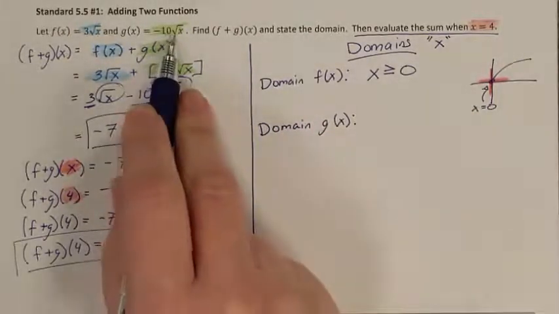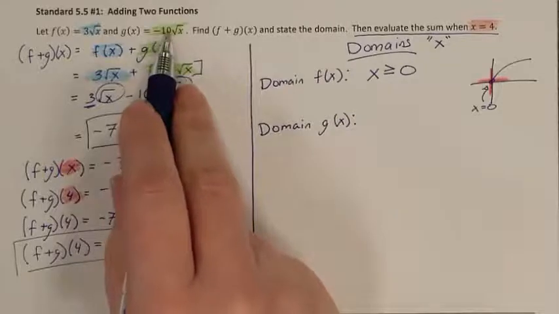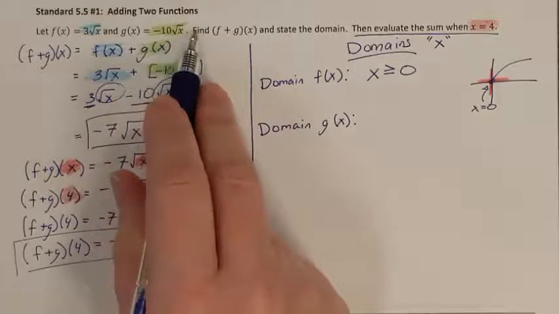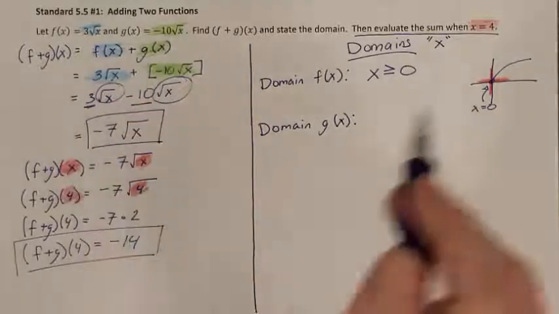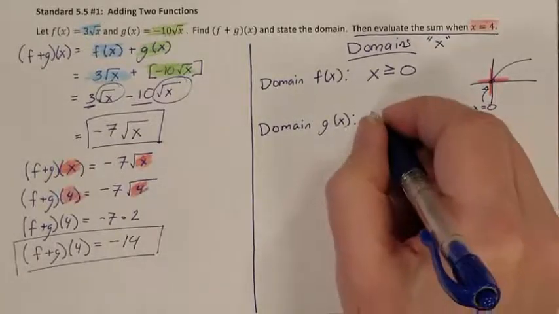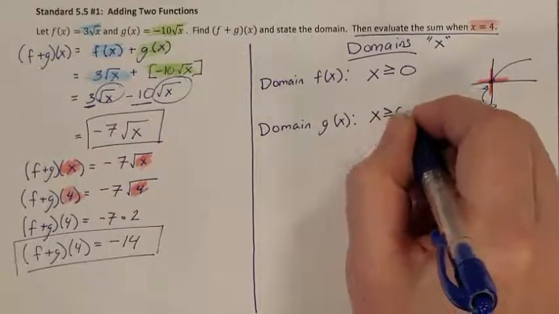G of x is also a square root of x. This is also only vertically stretched. I see no adding or subtracting, which means it's not moving left or right, up or down, which means it also goes through this same exact point, which means we also have a greater than or equal to 0 domain for this.